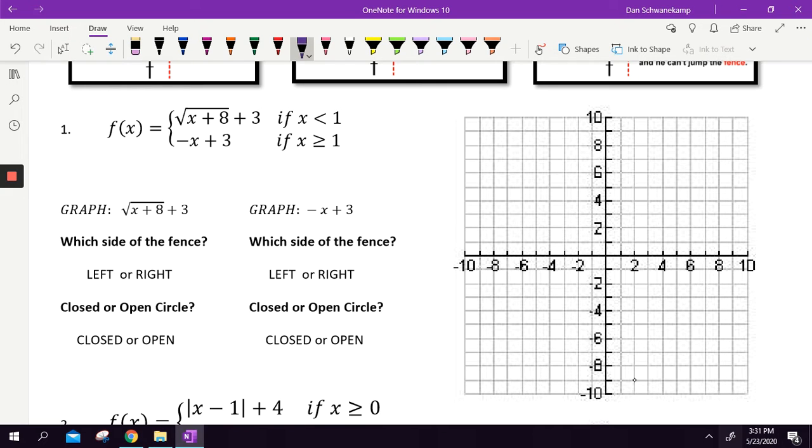So we've got this function: the square root of x plus 8, plus 3, if x is less than 1, and negative x plus 3 when x is greater than or equal to 1. We're going to graph each one. We have a fence or a break line here, and it's going to happen at 1. So the first thing I'm going to do is go to 1 on my graph and draw a vertical line. That is where my graph is going to split into two separate pieces.